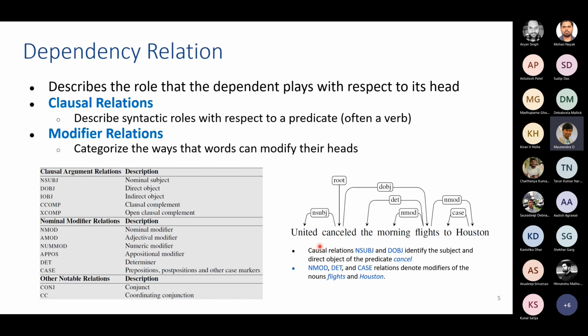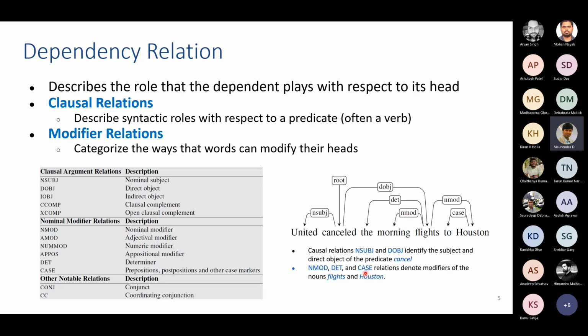Again, one example: United canceled the morning flights to Houston. Here there are some clausal relations like nsubj and dobj. Canceled is the root. Who canceled? The subject is United. And canceled what? The flights. So this becomes the object. They identify the subject and direct object, and then there could be nmod, like morning flights. This is explaining which flights, so that specific thing is nmod.